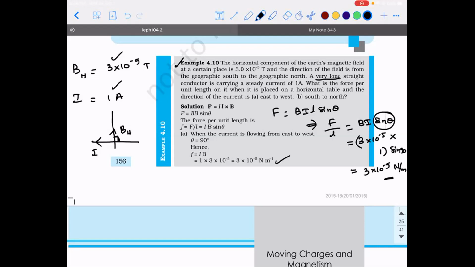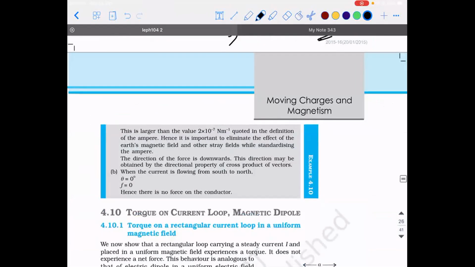Okay, next. When the current is also flowing from south to north, what is going to be the force? Zero, sir. Anybody? 0. Very good. Since theta is 0 degrees, hence the conductor will not experience any force.